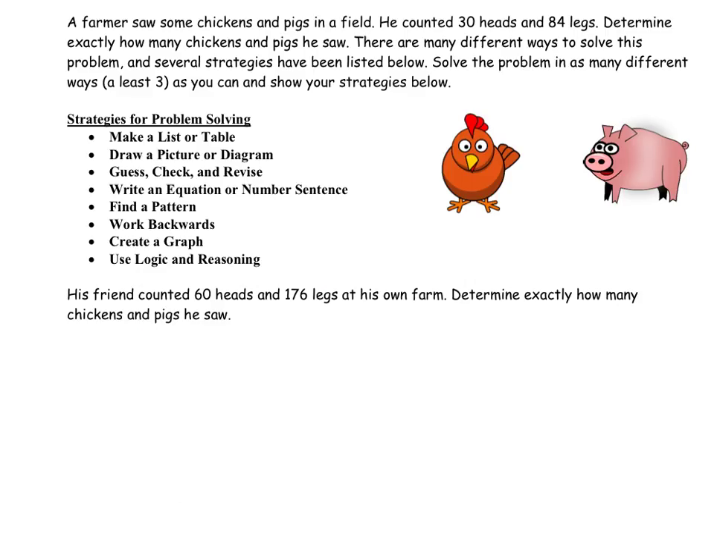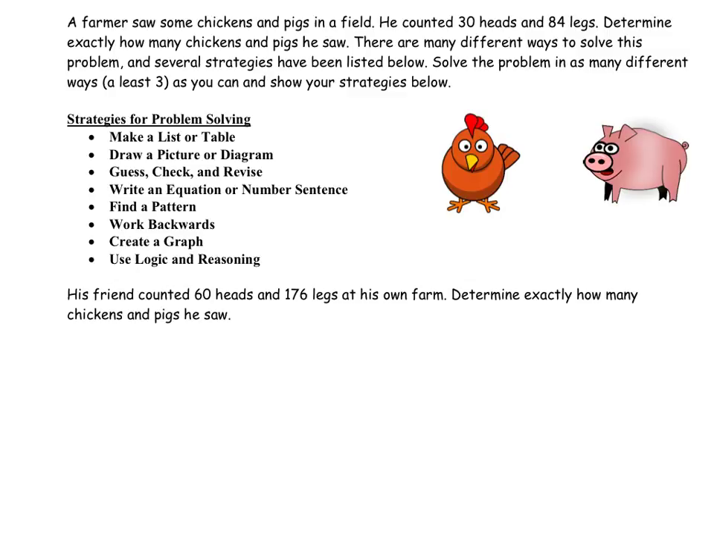A farmer saw some chickens and pigs in a field. He counted 30 heads and 84 legs. Determine exactly how many chickens and pigs he saw. There are many different ways to solve this. That's great. Several strategies have been listed below. Solve the problem in many different ways, at least 3 as you can show your strategies below.